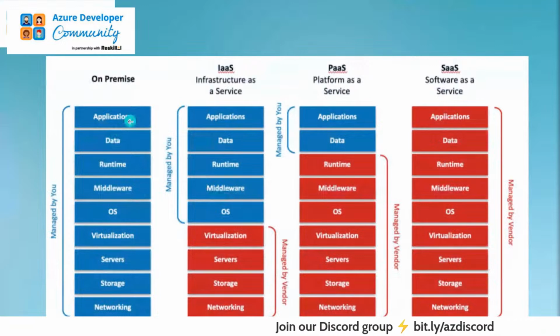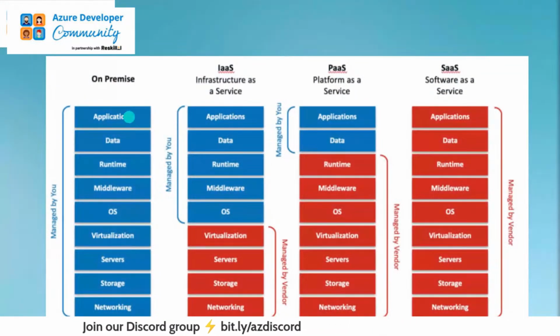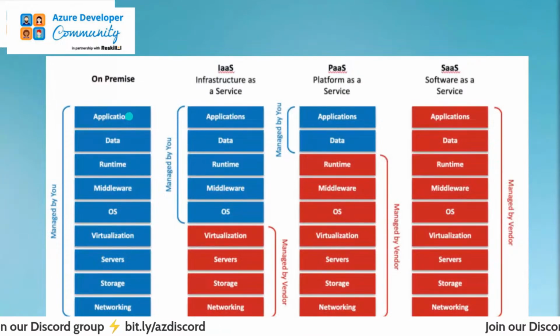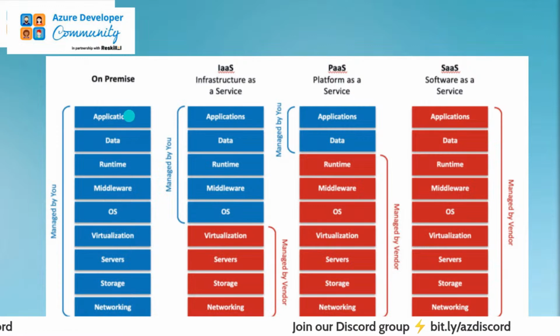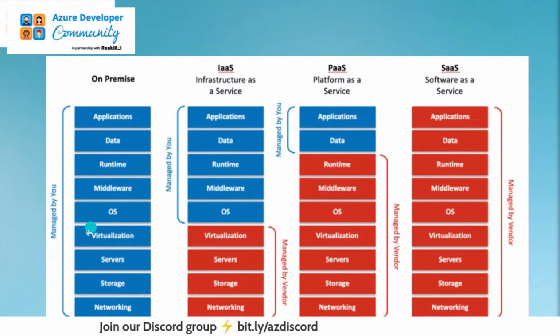In the conventional manner, we work with on-premises services. In the on-premises model, we as a person or entity have to take care of all these 7 or 8 points.